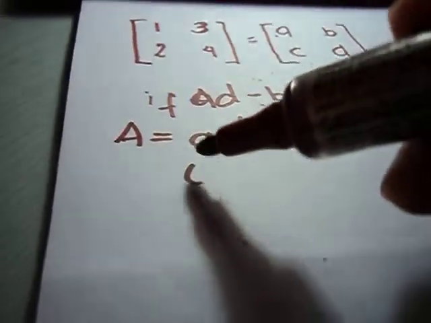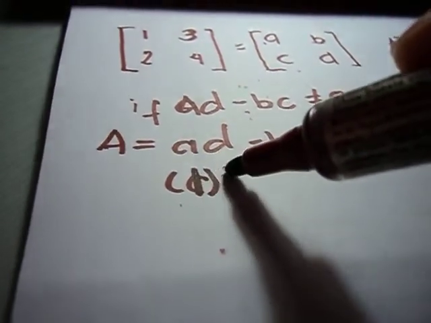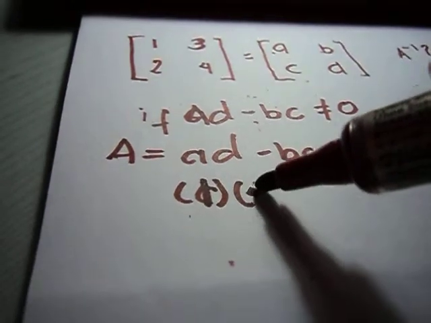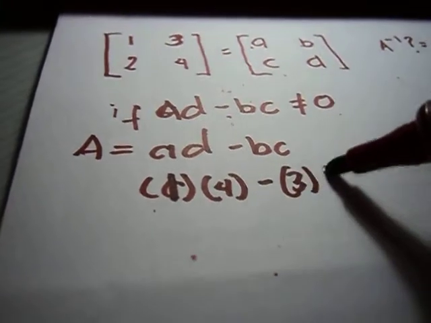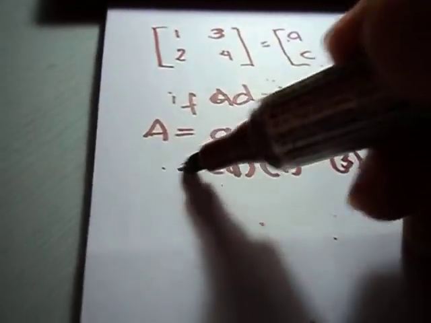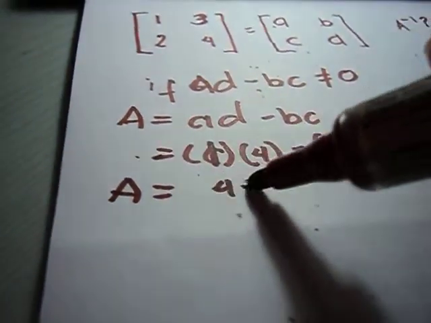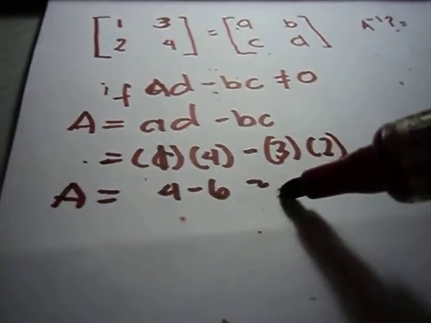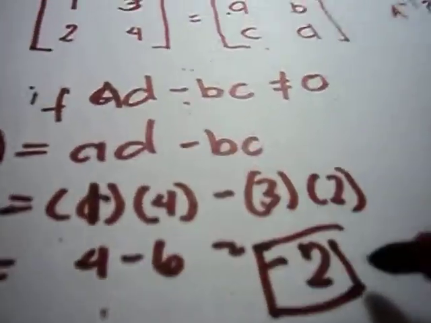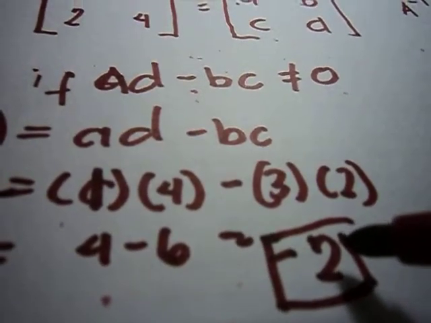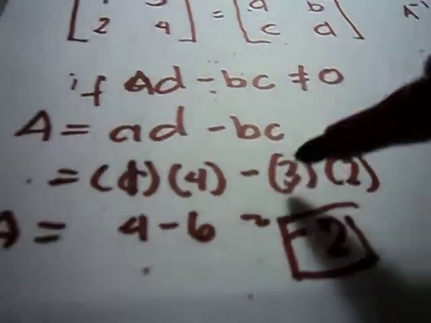Substituting the values, we have here A, that's 1, times D, that's 4, minus B, which is 3, and C, which is 2. So our determinant is equal to 4 minus 6, that is negative 2. So after getting the determinant, which is true that AD minus BC is not equal to 0, then we can now proceed to the next.